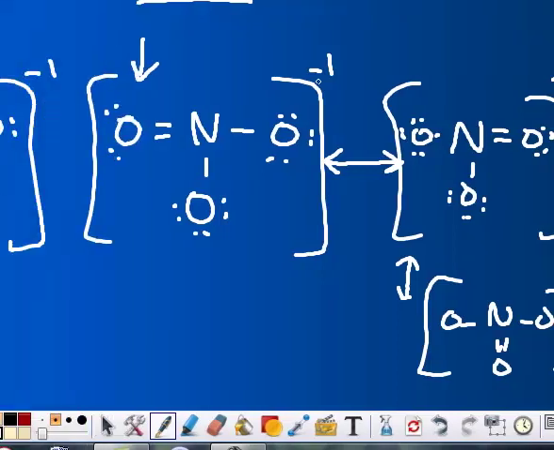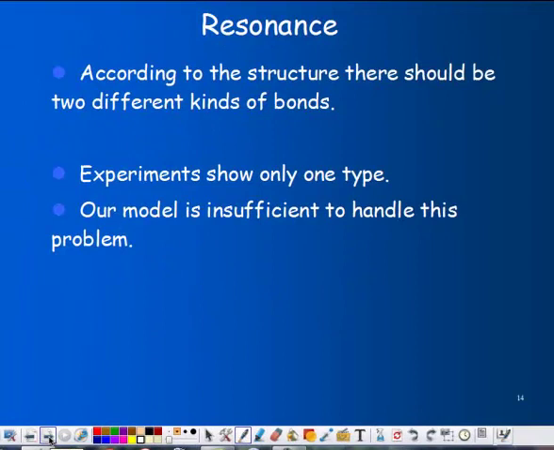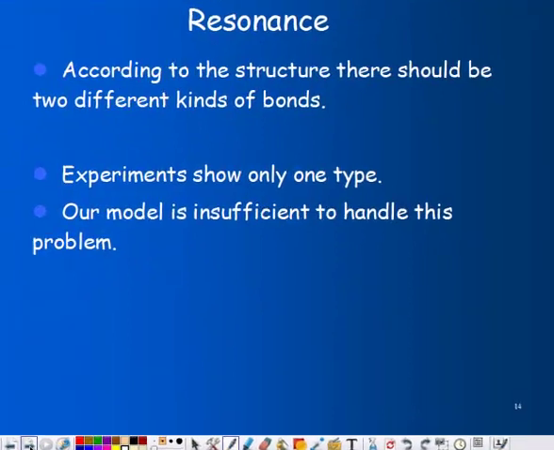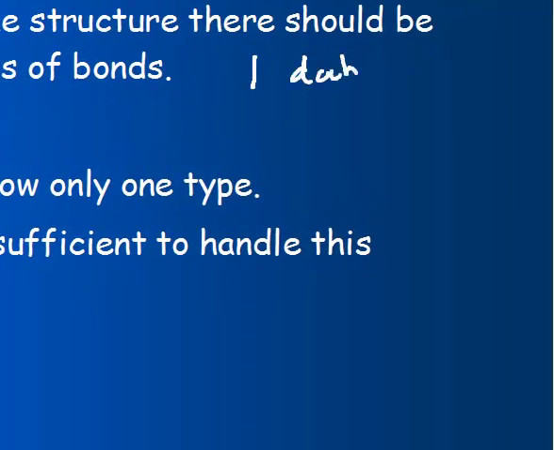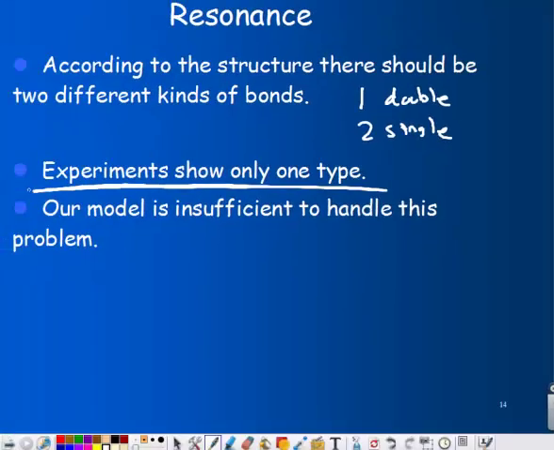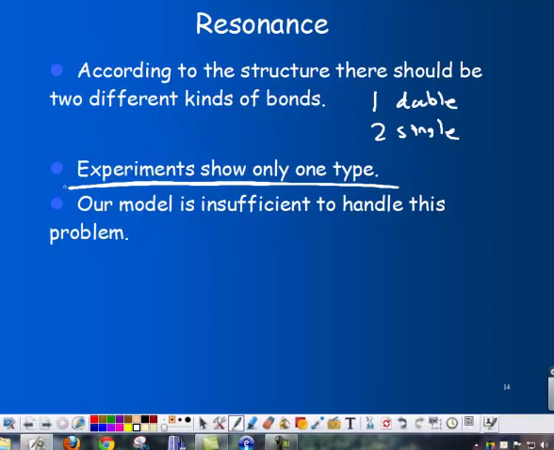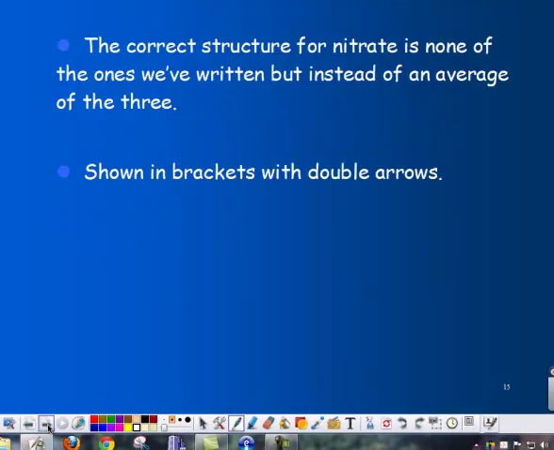And then what's the reality is, according to the structure, there should be 2 different kinds of bonds, right? We had 1 double bond and 2 single bonds. But experiments show there's only 1 kind of bond. So then what's right? Well, what's right is the correct structure for nitrate is none of the ones that we've written, but instead is an average of the three.